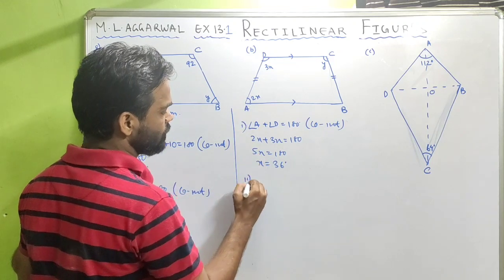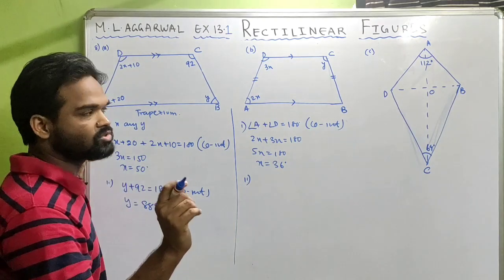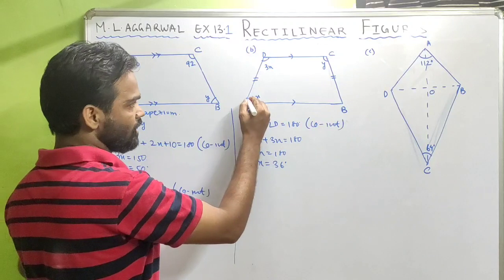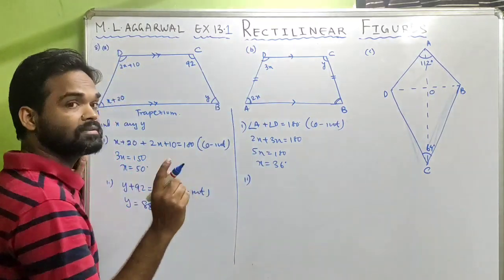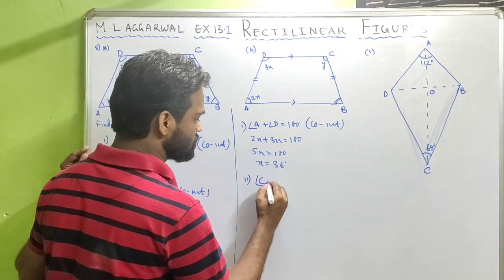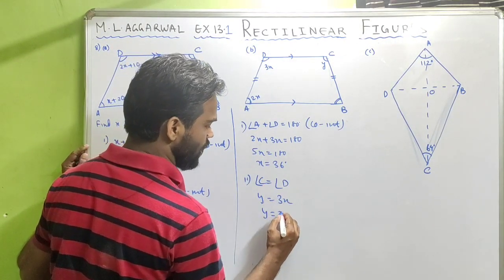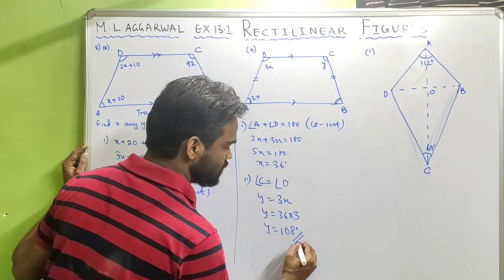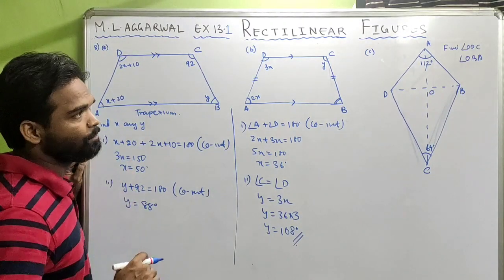Done. Now, it's an isosceles trapezium. In an isosceles trapezium, if AB is parallel to DC, then angle A and angle B will be equal. Similarly, angle D and angle C will be equal, which means angle C is equal to angle D, which means y equals thrice of x, which means y equals 36 into 3, that's y equals 108 degrees. Done. Very easy. Now look at 8 part C.